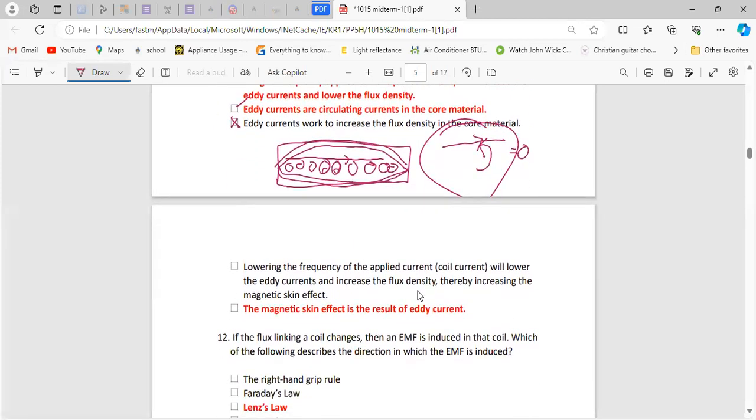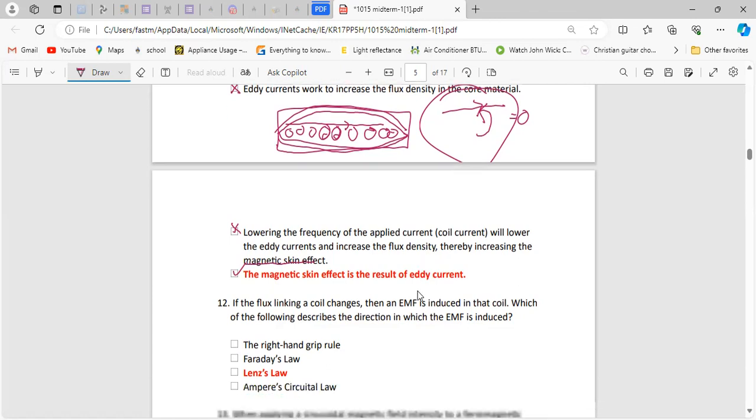Lower any frequency applied will lower the eddy currents, thereby increasing flow. So that had nothing to do with the magnetic skin effect, right? And the magnetic skin effect is a result of, I'll just show you that. You have the eddy currents in the center, some will cancel out, so you will notice in the center it will be kind of thinner, and on the outer edges you will have more of the flux being concentrated. So that is what it is.